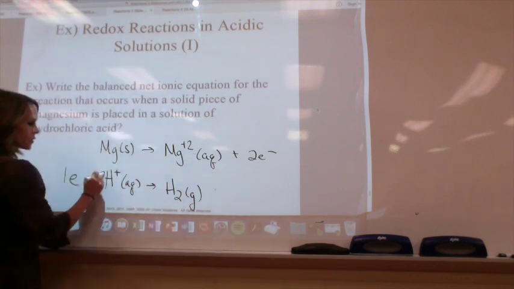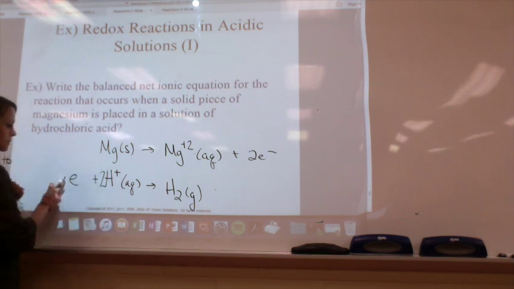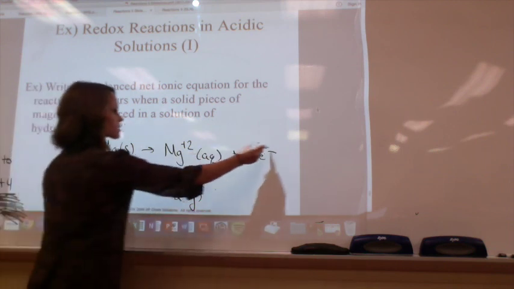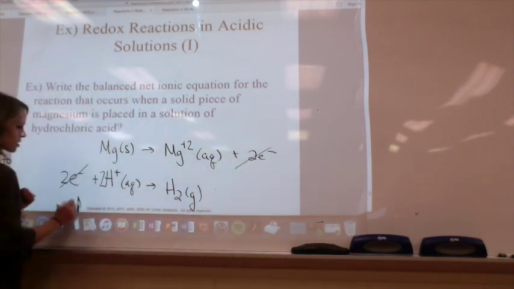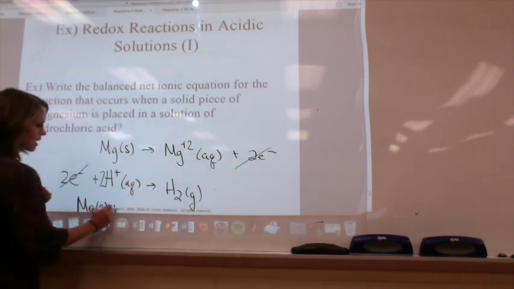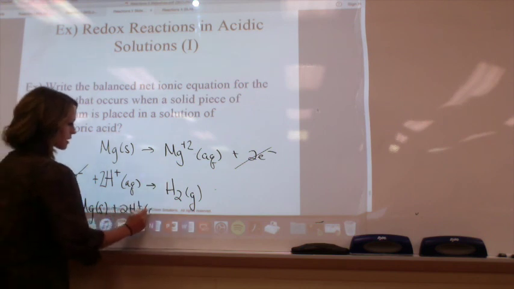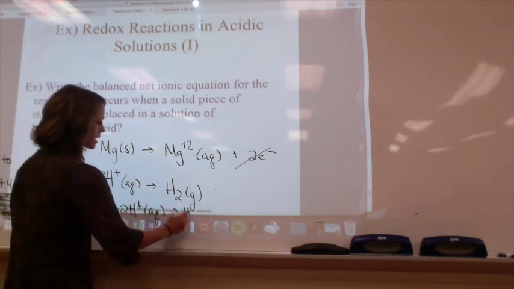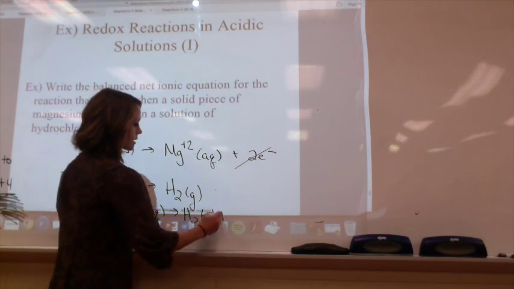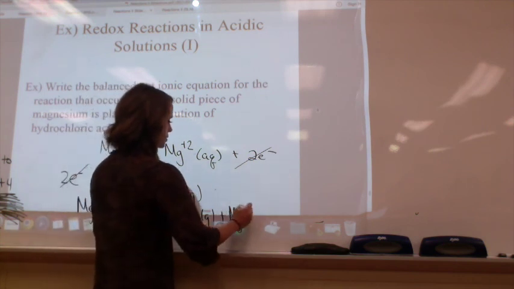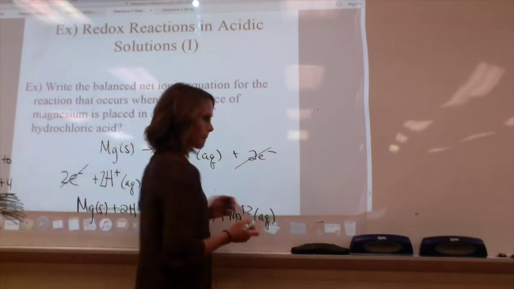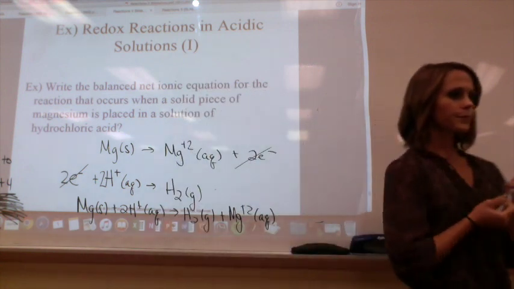However, since I have 2, I have to balance for 2 atoms there, and I get 2 electrons here. The 2 electrons cancel. My final reaction is Mg solid plus 2H+ aqueous yields H2 gas plus Mg2+ aqueous. The end.